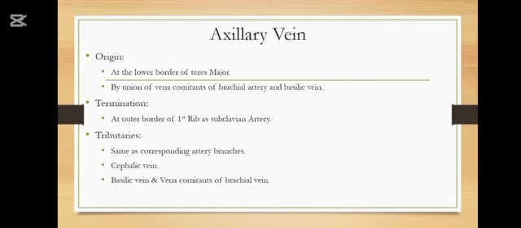Then its tributaries. Its tributaries are the same as the corresponding artery branches, and also contain the cephalic vein, basilic vein, and the vena comitans of the brachial artery. Vena comitantes are actually the veins that accompany the brachial artery or the other arteries.